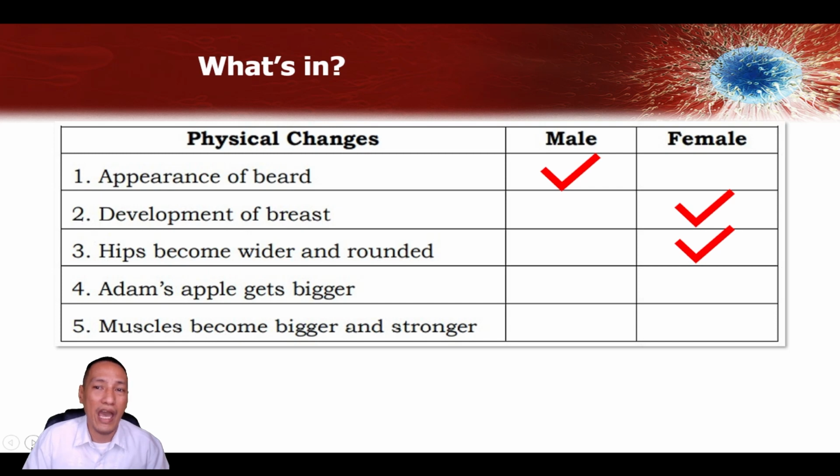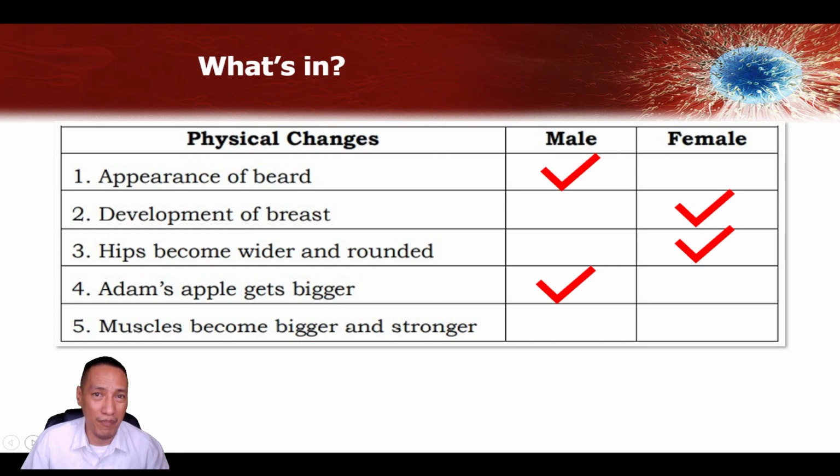Number 4, Adam's apple gets bigger. Is that for the male or the female? That is for the male, of course. Yung parang bumubukol dito sa ating lalamunan na nagiging dahilan kung bakit nagbabago ang ating boses. So yung nagbibinata, di ba, pumipiyok, that's because that is the time na nag-grow na ang kanyang Adam's apple.